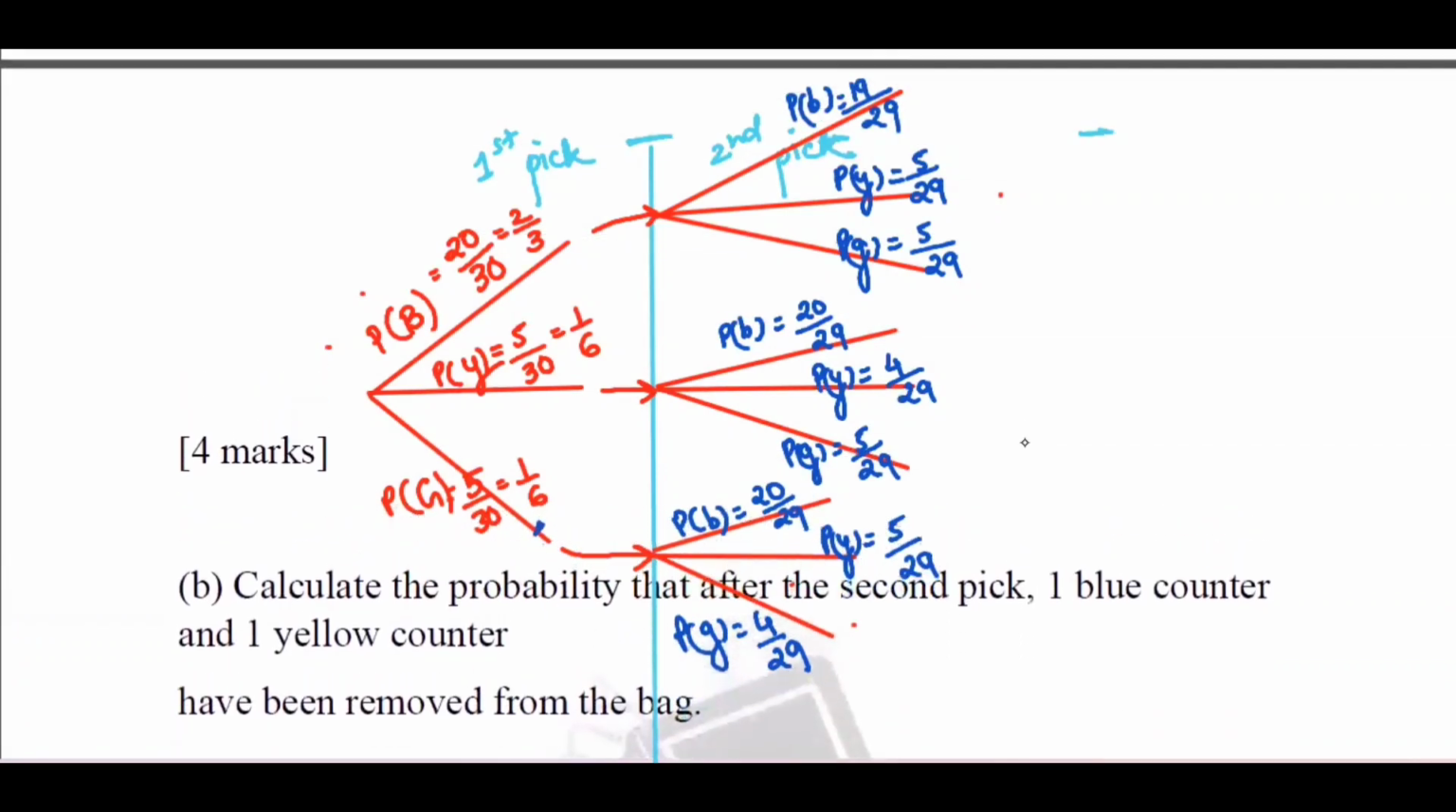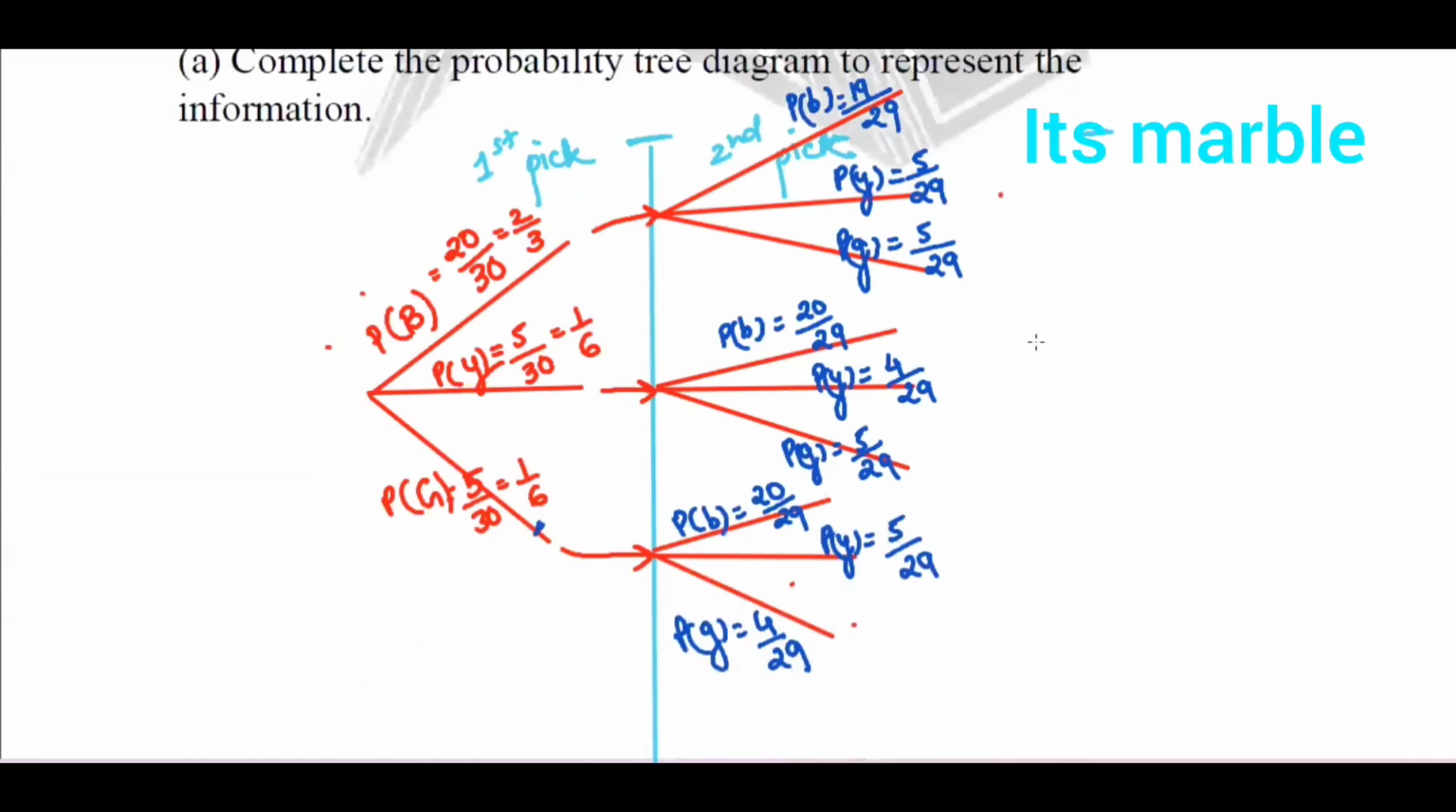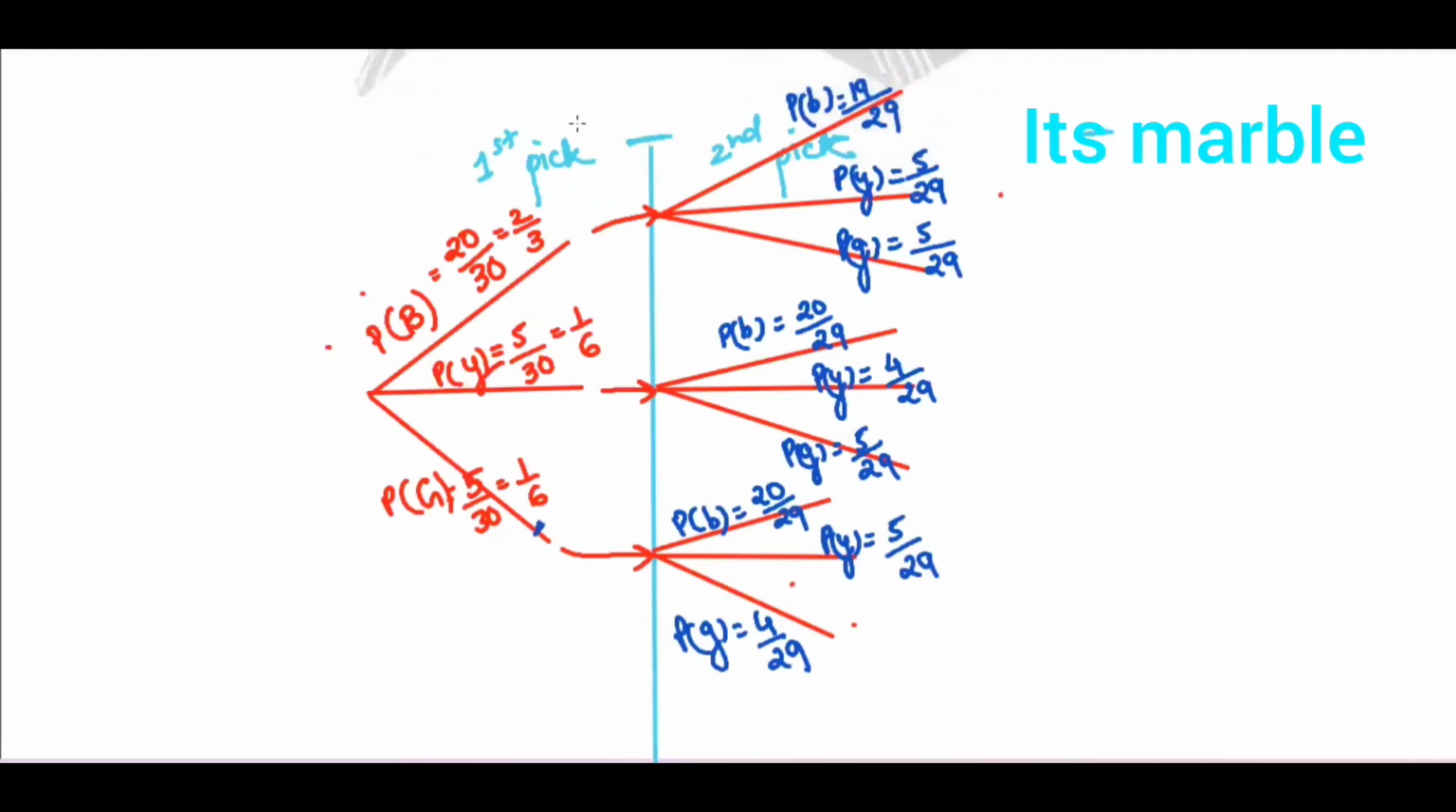Calculate the probability that after the second pick, one blue counter and one yellow counter have been removed from the bag. That means in the first and the second pick, they have already removed a yellow and a blue counter. So we have to focus on the two branches where he's picking blue first and then yellow, or first yellow and then blue.